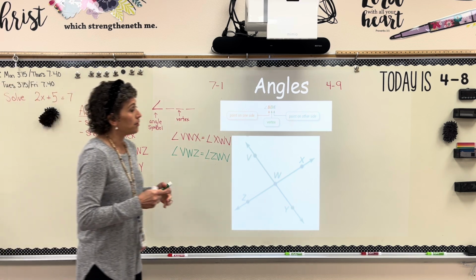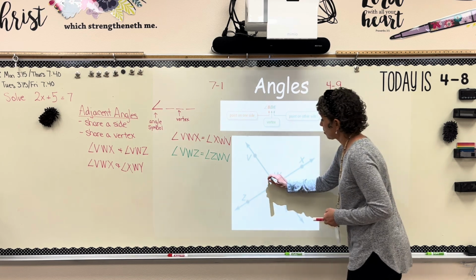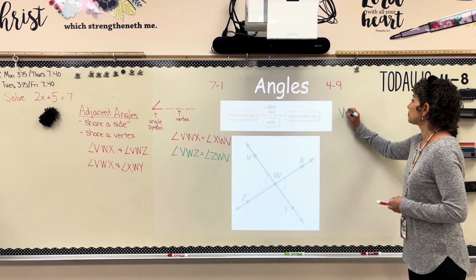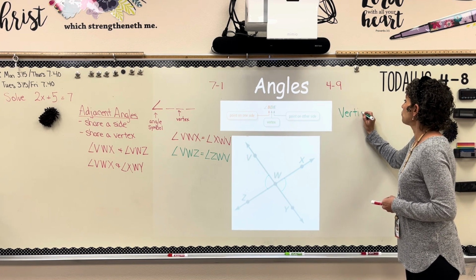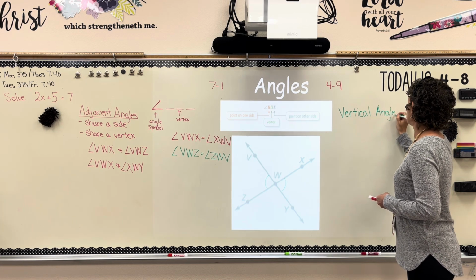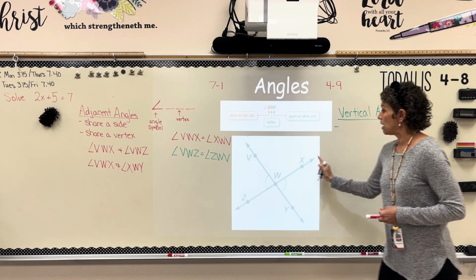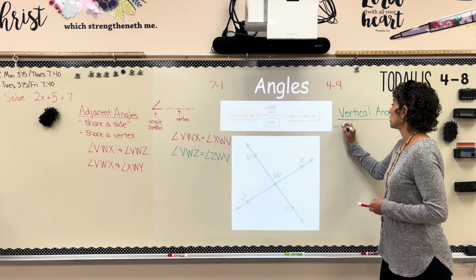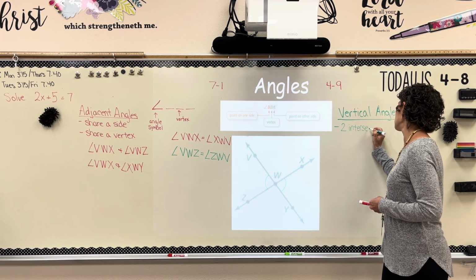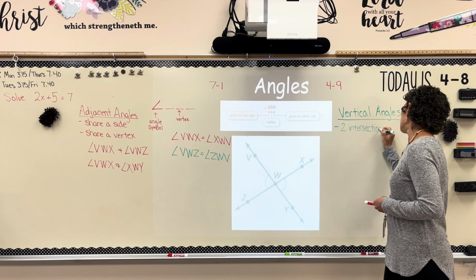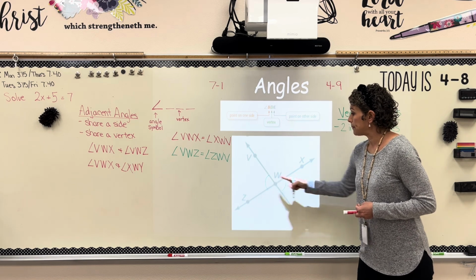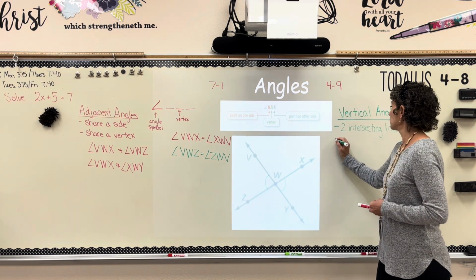Now, the other type of angle we talked about, or you saw on your video, was something known as vertical angles. So vertical angles, first of all, have two lines that are intersecting. So two intersecting lines. Okay. They are opposite, these angles are opposite each other.